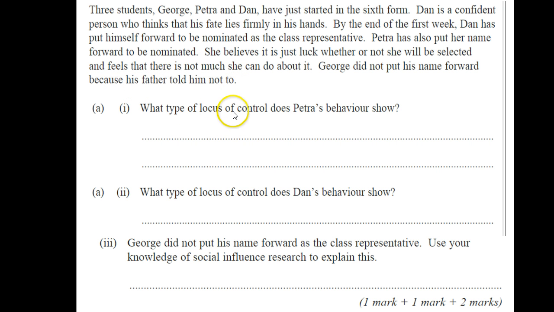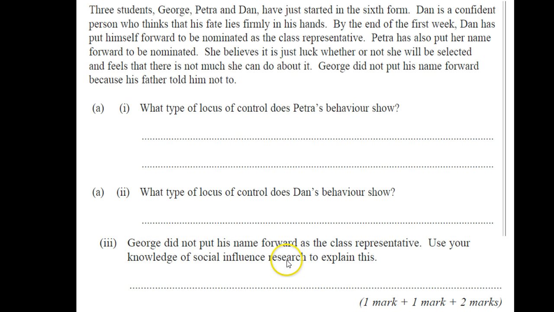Okay, so what type of locus of control does Petra's behaviour show? I would say Petra shows external locus of control. What type of locus of control does Dan's behaviour show? That will be internal locus of control. So that would be 1 mark each. Just do one word: external, internal locus of control.